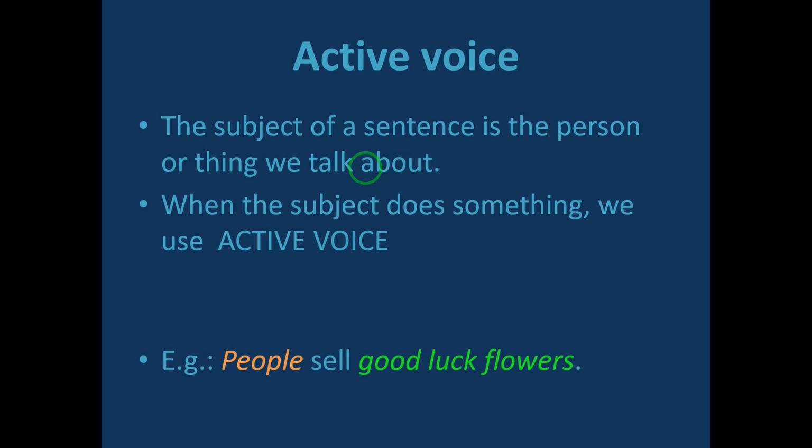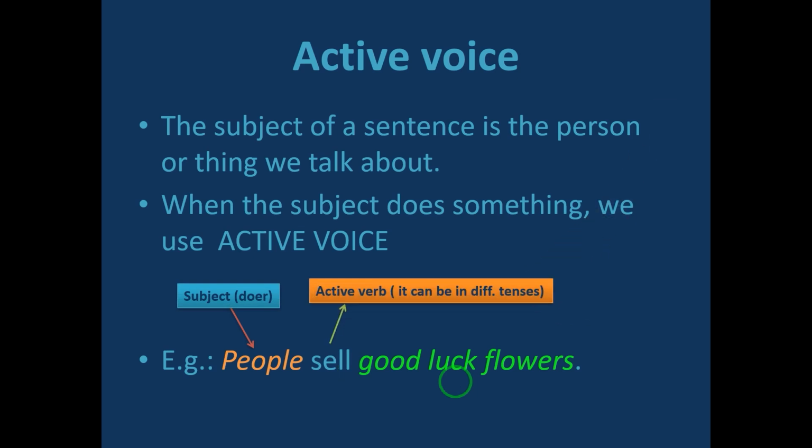For example, people sell good luck flowers. People is the subject here, and this is the doer. People are doing something. What do they do? They sell good luck flowers. This is our subject, this is our main verb, and this is our object. So as you can see, people is the subject or the doer. Someone has done something. This is our active verb.